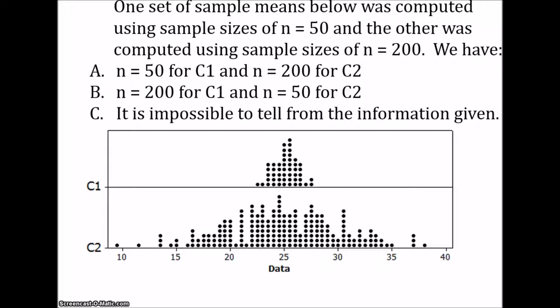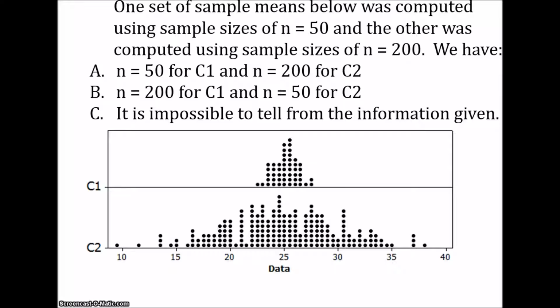One set of sample means below was computed using sample sizes of n equals 50. The other was computed using sample sizes of n equals 200. This one's really asking which one is the sampling distribution based on larger samples, C1 or C2.